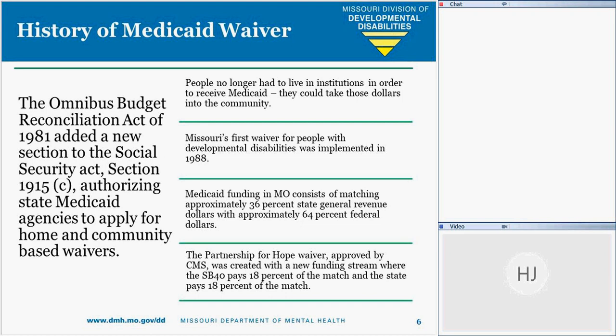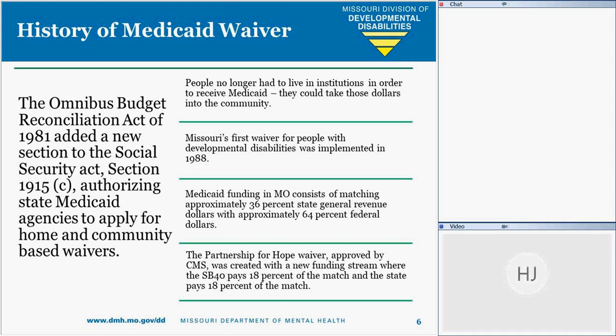And our funding for those waiver services, the state provides 36% through state general revenue dollars, while the federal government provides around 64% of the funding. That fluctuates from year to year depending on the federal match rate.